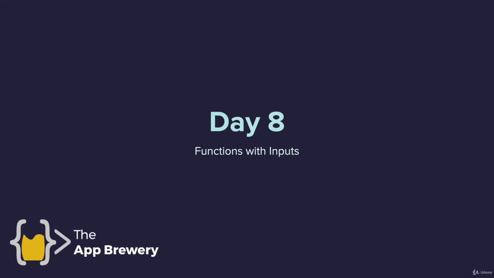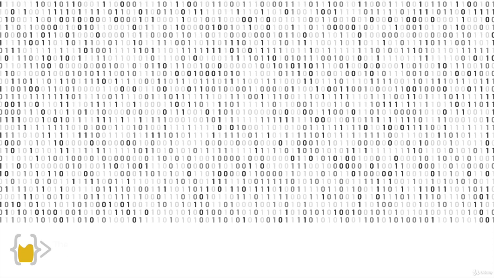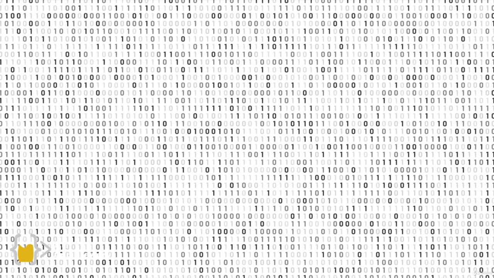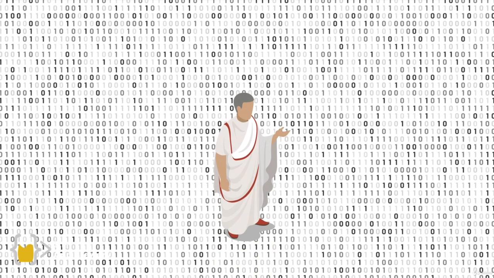Hey guys, welcome to day 8 of 100 Days of Code. And today we're going to be looking at functions that allow you to give them inputs. And once we've learned all of that and we've grasped it, then we're going to be building a cipher program. And the cipher program is called Caesar cipher.